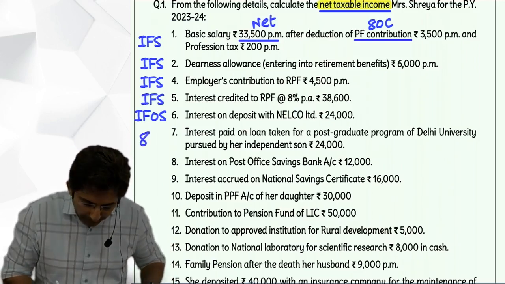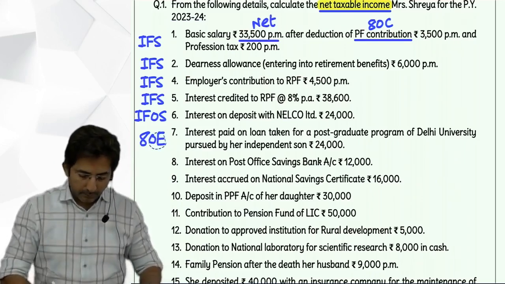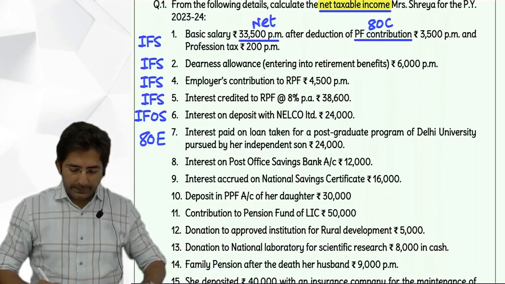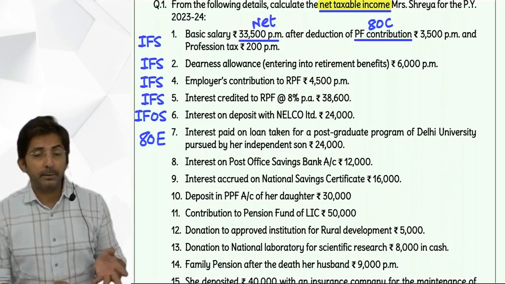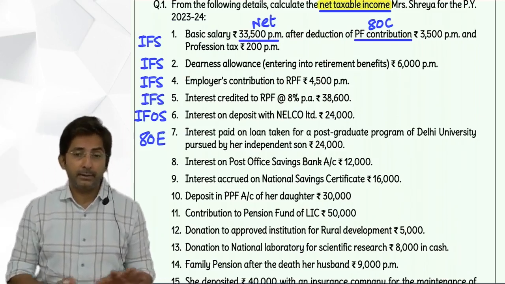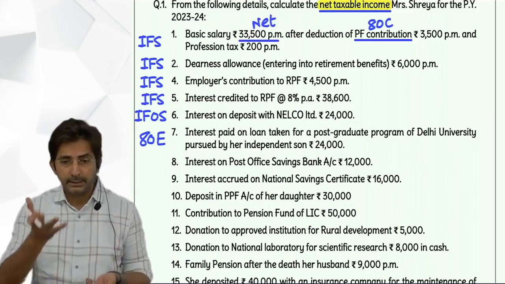But is there any limit in 80E? Full amount is allowed. But deduction is allowed only for a maximum of 8 years. So check. When did we take the loan? Did the 8 years expire? Have they given any such data? No. So ignore. If they would have given some data, then we would have checked. Are we in 8 years or not? If we are in the 9th year, 10th year, 11th year, then deduction is not allowed.